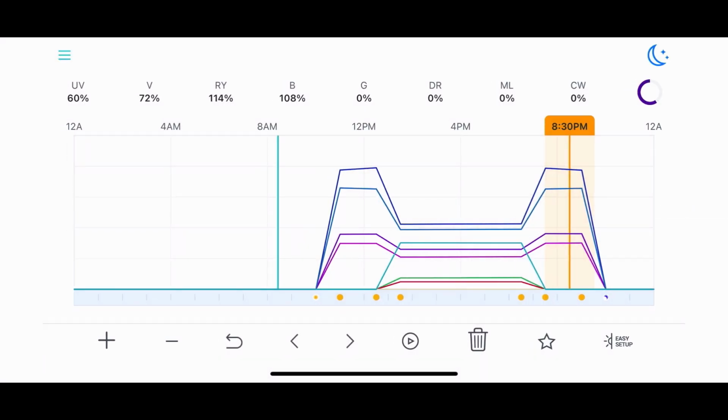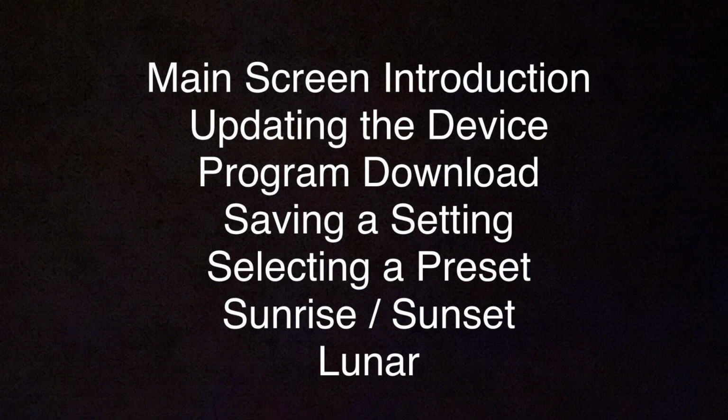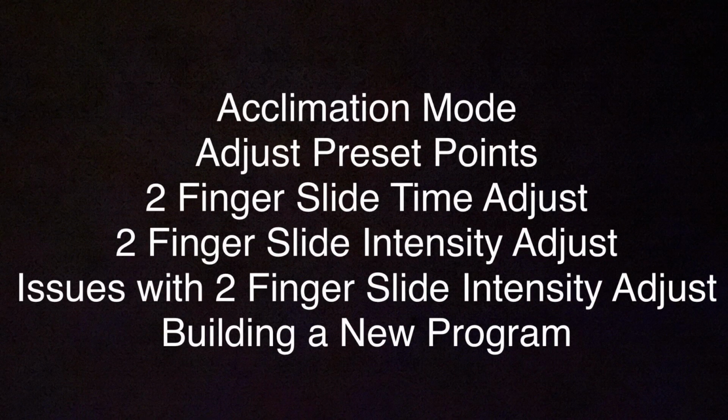All right, so here's the list of all the topics I'm going to cover. I'm going to go through a screen introduction of the main screen, how to update the device, program download, saving a setting, selecting a preset, scheduling in sunrise, sunset, lunar, going through the acclimation mode, adjusting preset points, 2-finger slide time adjust, 2-finger slide intensity adjust, my issue with the 2-finger slide intensity adjust, and how to build a new program from scratch.